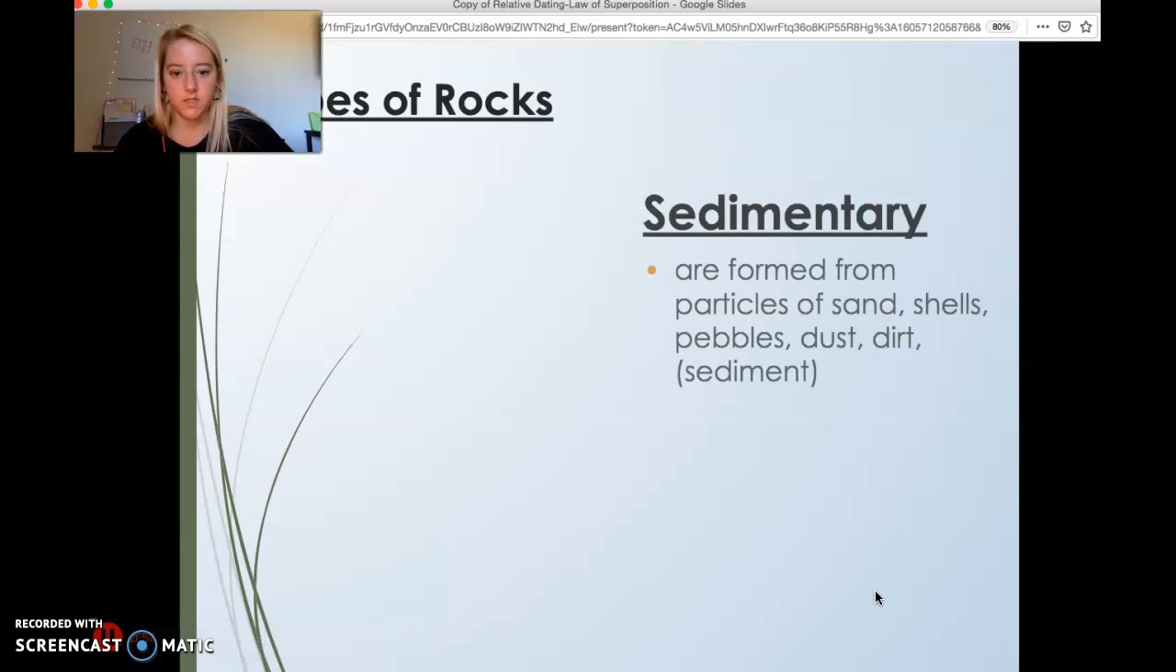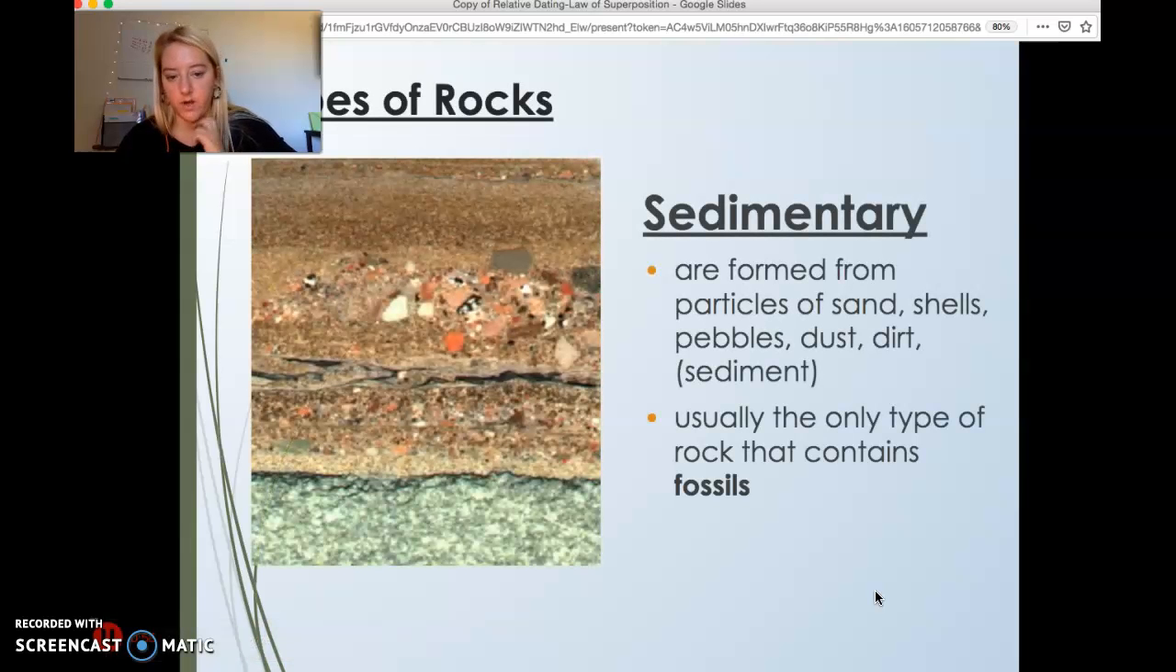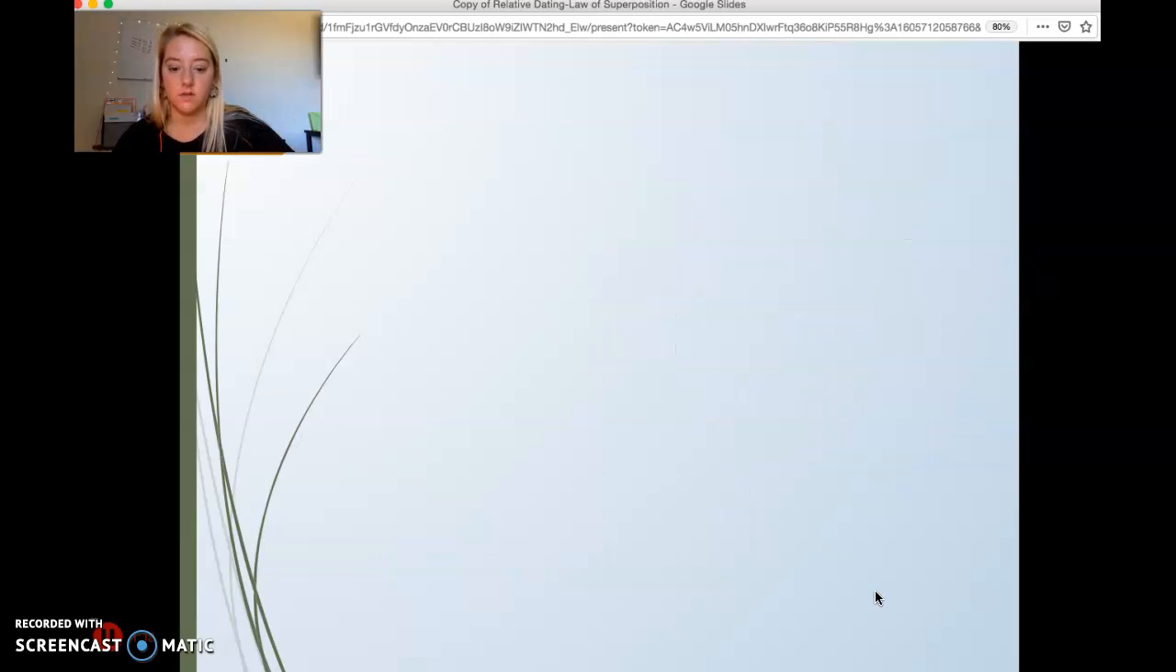They are named such because they form in a particular way. First off, our sedimentary rocks. They are formed when particles of sand, shells, pebbles, dust, dirt, aka sediments, come together and are cemented and compacted into one solid rock. These are usually the only types of rocks that contain fossils.